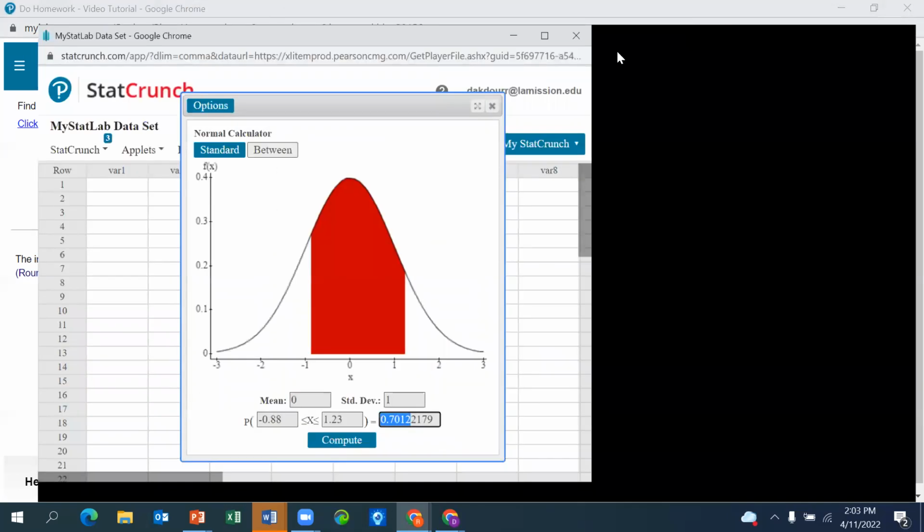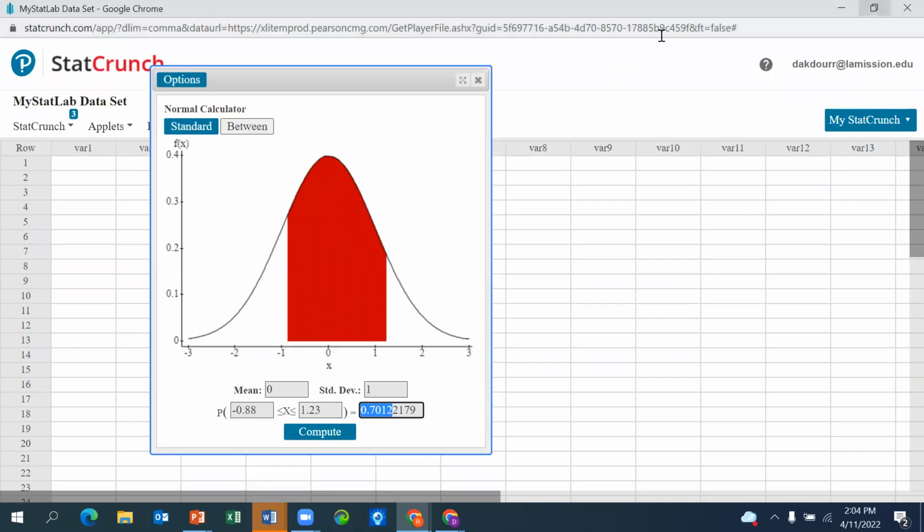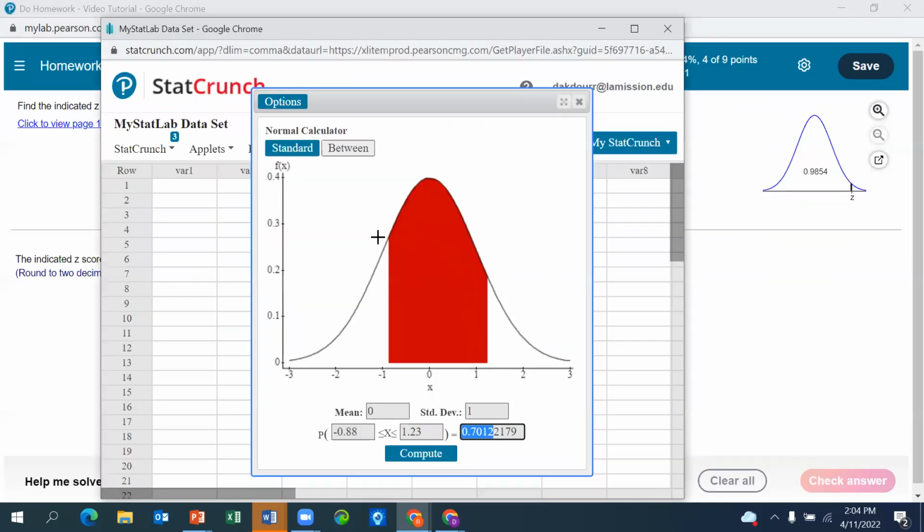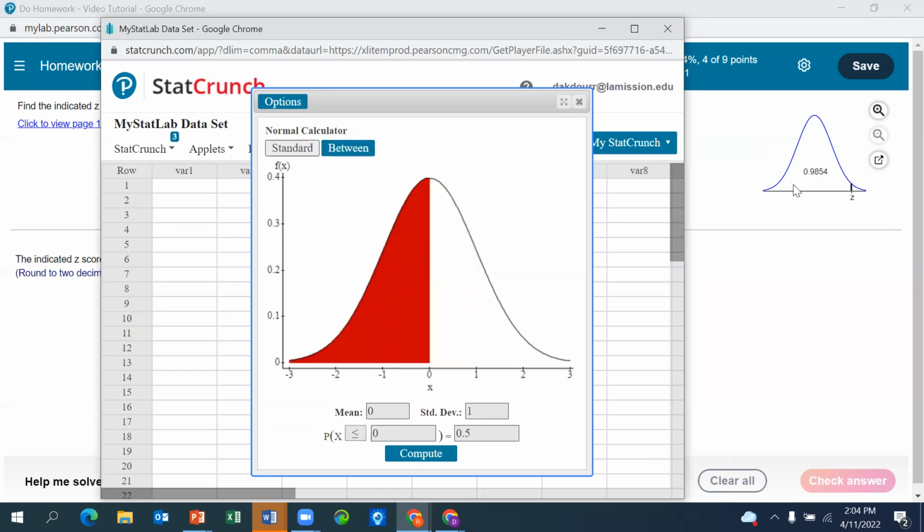You don't have to close this, you can use this. But now we need to use standard. And we have the area to the left. Again, the mean and the standard deviation do not change. However, now they're giving me the probability. Before, they gave me Z to find the probability. Now they give me the probability to find Z. So the probability, I have to enter it here.